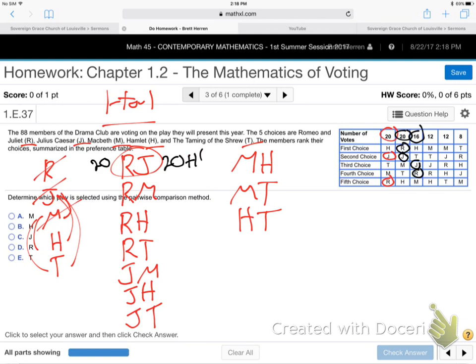The next 16 people, R and J, who do they like better? J. Everybody see where I'm getting these numbers? The next 12, if it's just R and J, they like J. So I think J's got it at this point. The next 12, they want J. Oh yeah, J's for sure. I'm not going to do it anymore. Just go until you can tell who wins.